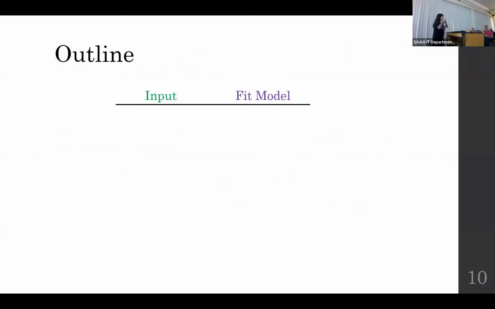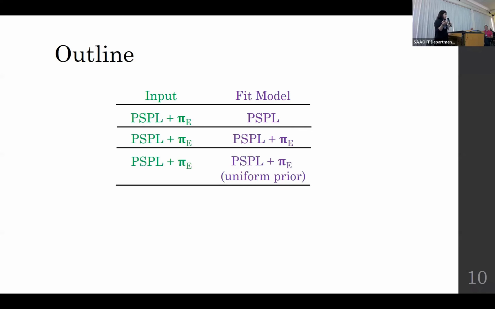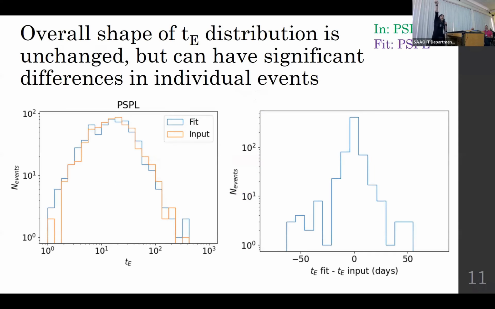And so here are a few different scenarios that I'm going to walk through for the rest of the talk. We looked at PSPL plus parallax input with just fitting with the PSPL model; a PSPL plus parallax input fitting with a matching PSPL plus parallax model, looking at a uniform prior in pi-E; and then having an input of PSPL and binaries with parallax, everything fit with PSPL with and without parallax. I'm going to have this key in all of my slides saying what the input and fit are.